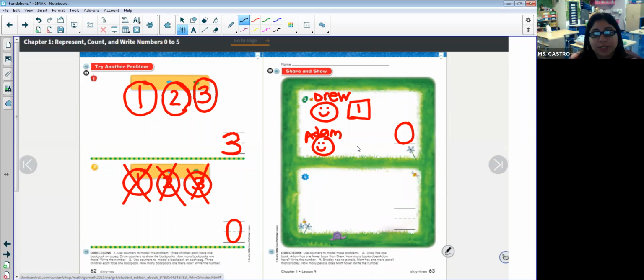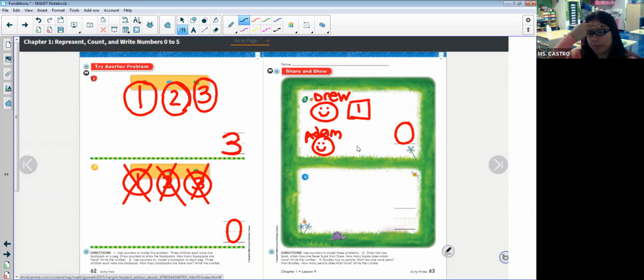Problem solving in math, boys and girls, can be a little bit tricky, but as long as you read the question over and over and break it apart, you will understand the work and how to do it, okay? So just take your time, read it as much as you need to for tonight's Google Classroom assignment, and you will understand the problems that they're asking you, okay?